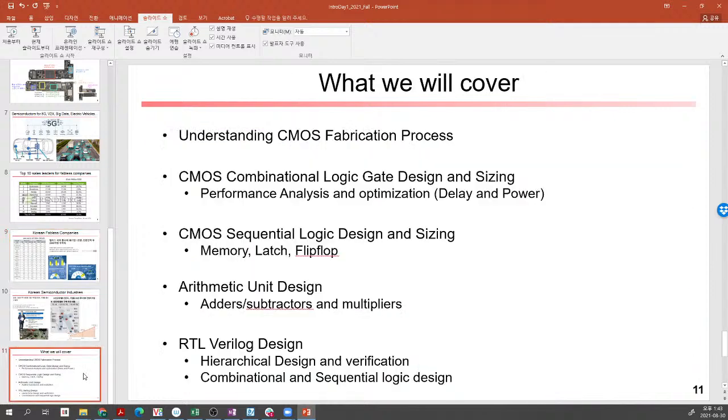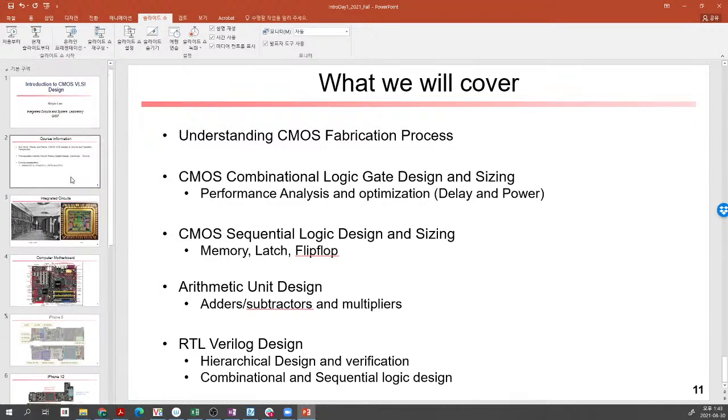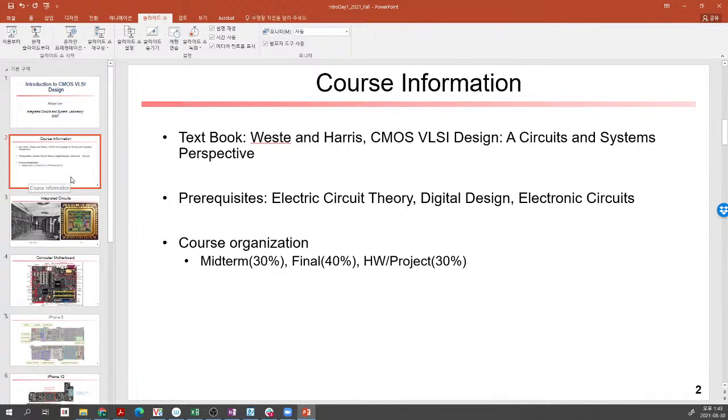Do you have any other questions? No? 자, 그럼 여기서 we have a prerequisite, electronic circuits and electronic circuit theory. Right? All these prerequisites. Does anyone not take those courses? No, everyone did. Everyone took the course, right?